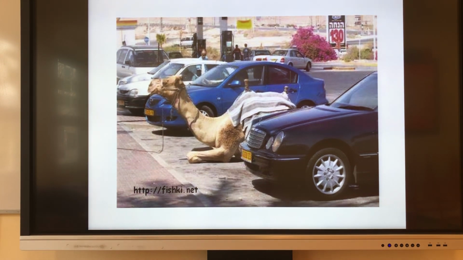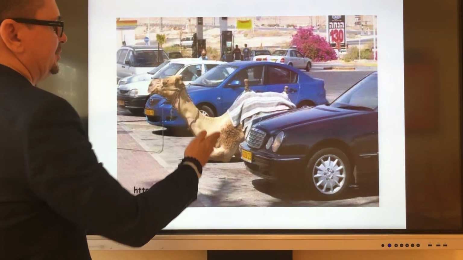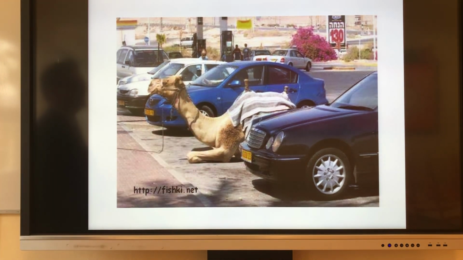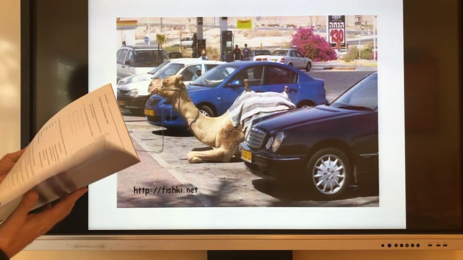And I just want to finish the video with this image where you can see that people still have traditions and modern things and facilities. In the background, I think you can see a petrol station there, but they still use camels.